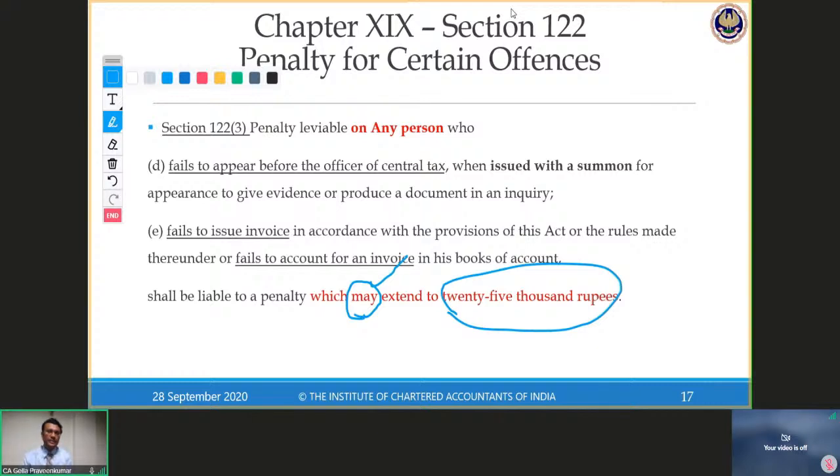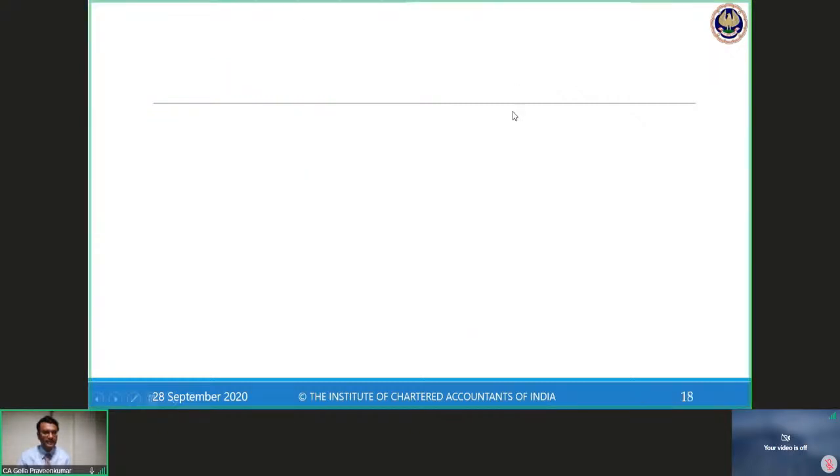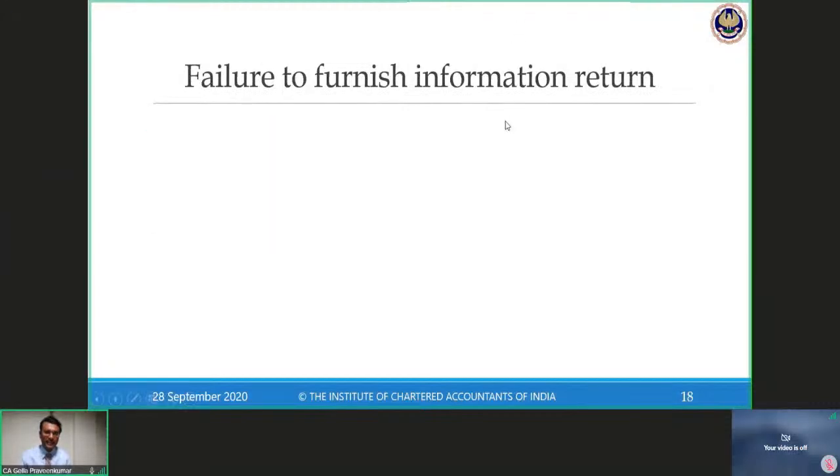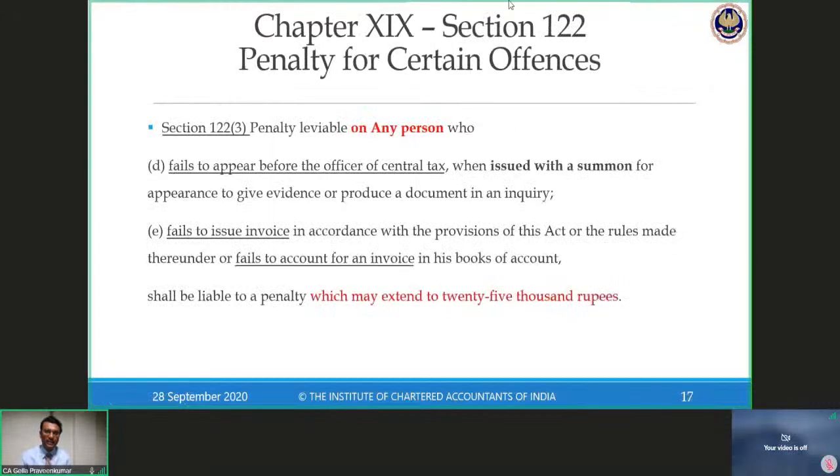Friends, please open the Excel file. There are a couple of problems set in the backdrop of section 122 which we will discuss before we go to another provision. Before we go to section 123, there are a couple of questions set in your Excel file. I recommend all of you open your Excel file. We will discuss a couple of problems in this Excel and we'll come back.